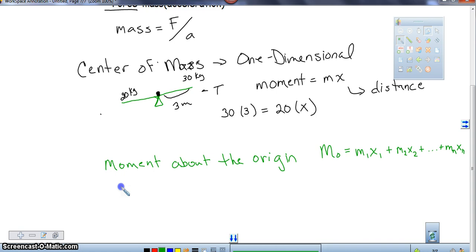To find the center of mass itself, we use x bar for the center of mass, which is the moment about the origin divided by the total mass. This little m down here is the total mass, so all of your objects added together.